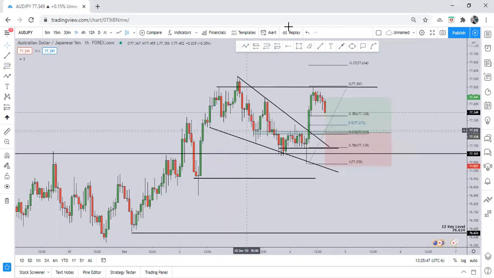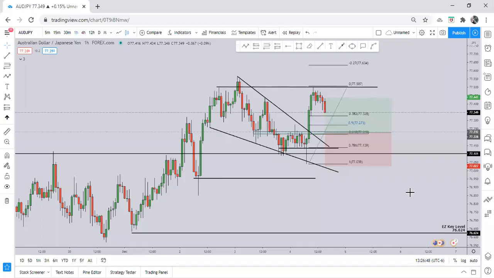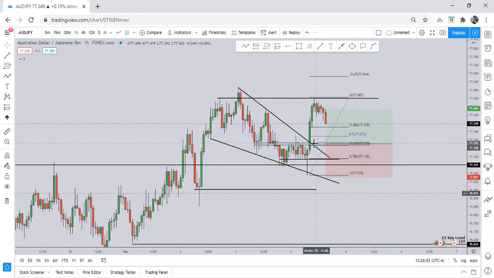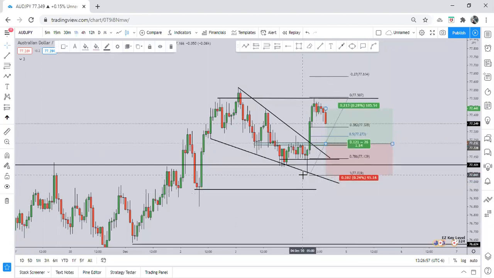Give me 1 second. Okay, we are back. So what I was saying is if you want to have an execution right there, you can do it. But your stop loss is going to have to be below this low. Or if you're aggressive, below between 78 and 100%, which is right here, which is probably 15 pips.